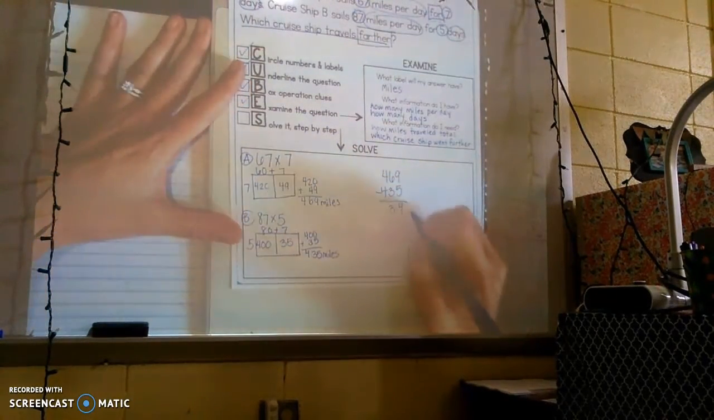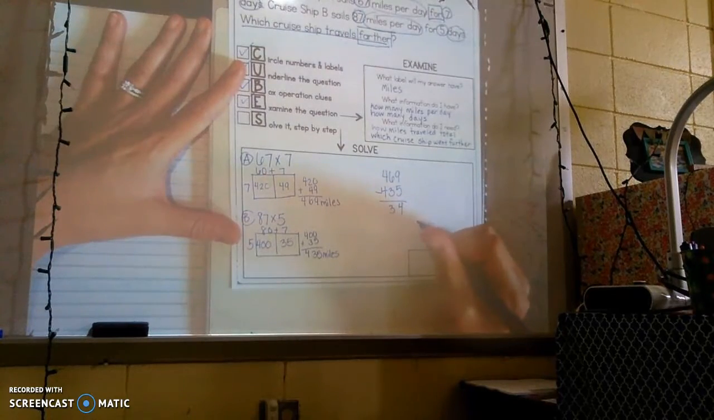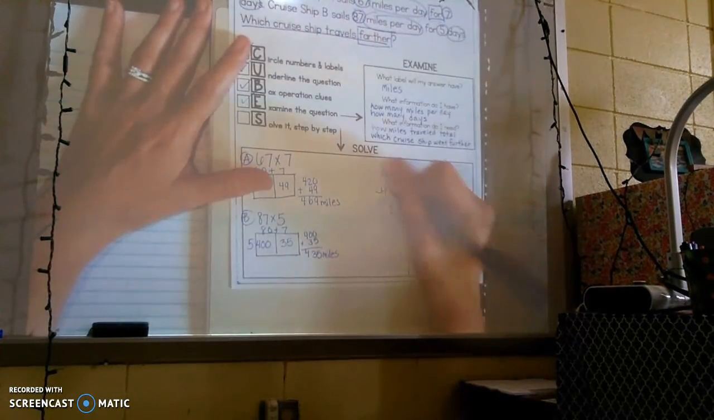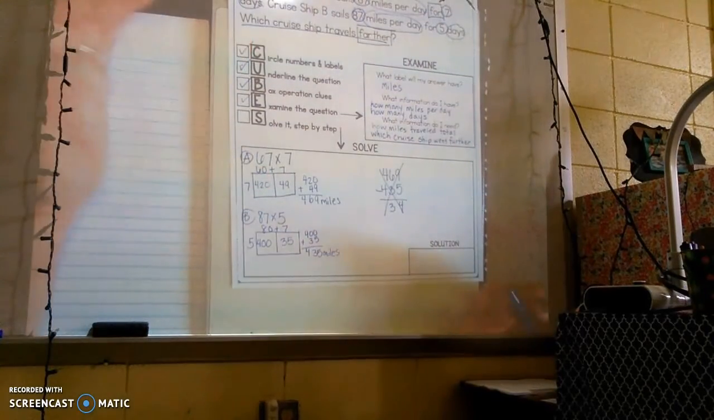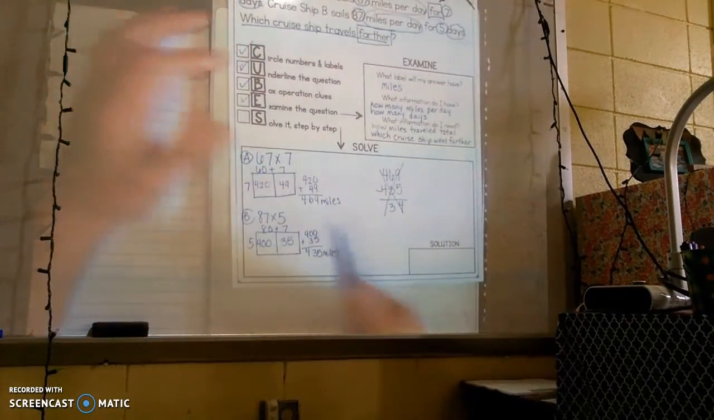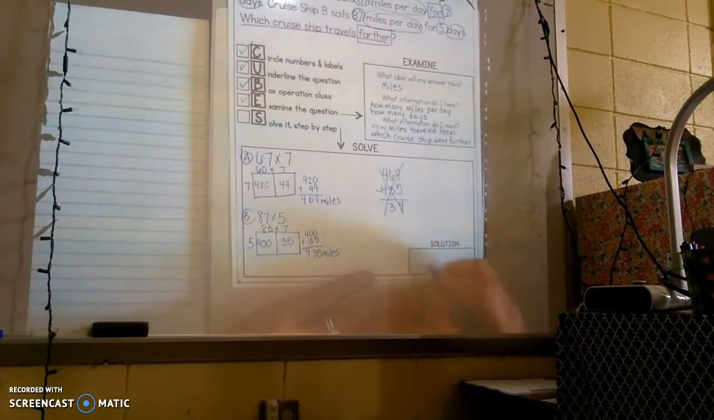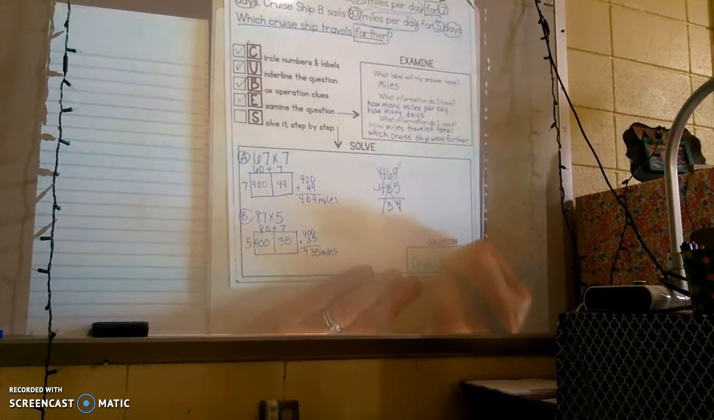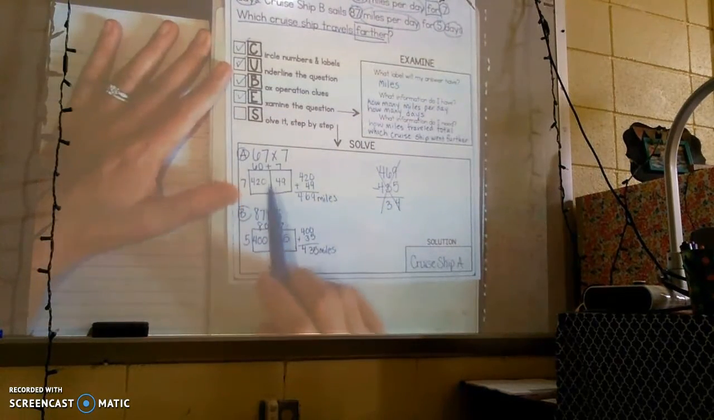So let's see. Oh, I don't need to know how much further. I just reread my question. Actually, I don't even have to do this. All I have to do is say which one traveled further. Well, cruise ship A traveled further. So I'm going to write cruise ship A in my solution here.